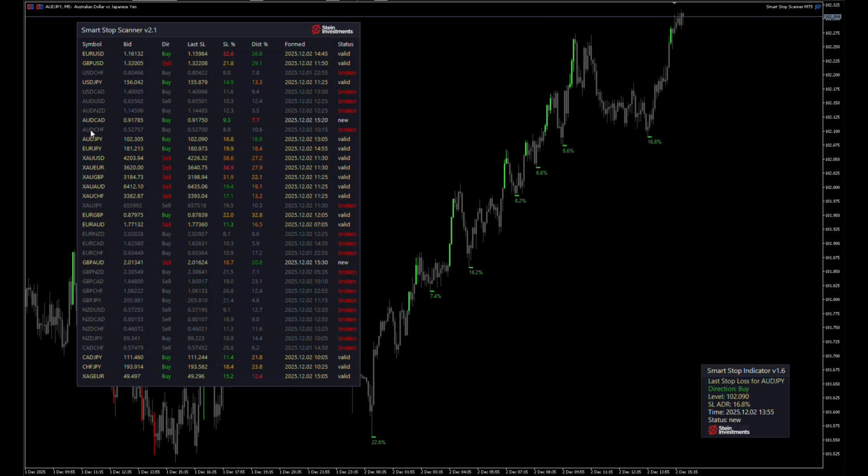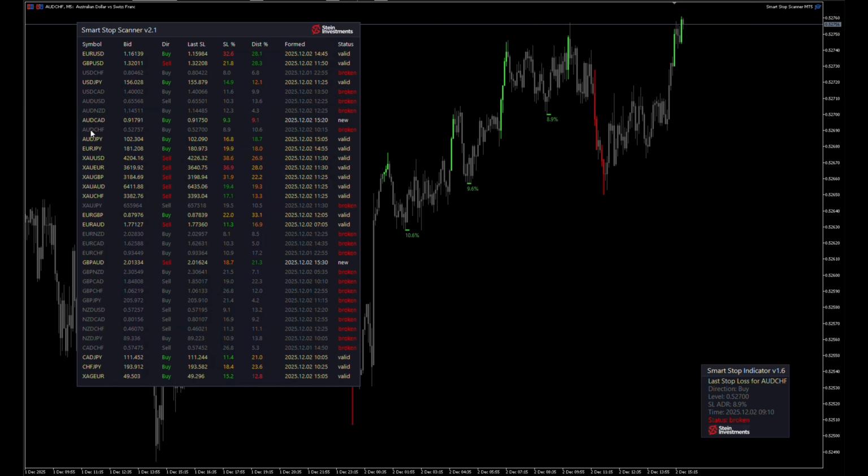Let's have a look at a broken level, Aussie dollar, Swiss franc. You see the uptrend is over. The stop loss has been broken here to the downside. There is currently no real trend appearing. There is no structure with higher highs or lower lows. So that's why there is currently no new stop level here. So you can ignore this pair until a new stop level is formed.